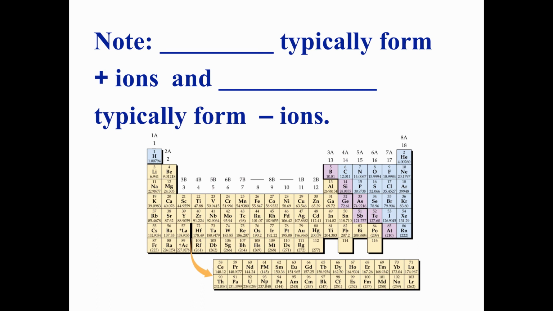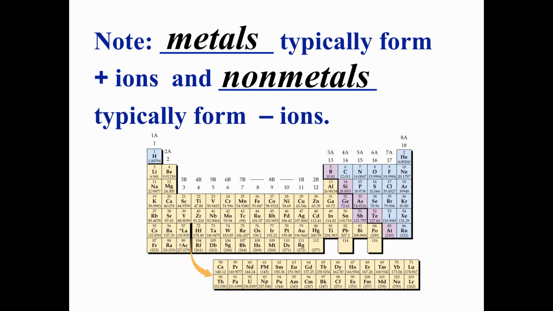Okay, one other generalization is that metals typically make positive ions and nonmetals typically make negative ions. The metals are the ones in yellow here. The nonmetals are the ones in blue.